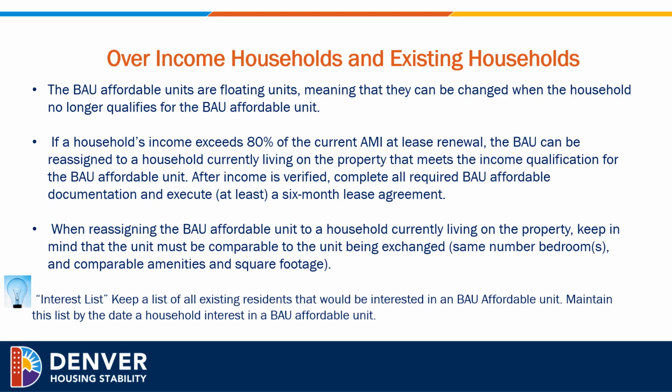The BAU affordable units are floating units, meaning that they can be changed when the household no longer qualifies for the BAU affordable unit. If a household's income exceeds 80% of the current AMI at lease renewal, the BAU can be reassigned to a household currently living on the property that meets the income qualification for the BAU affordable unit. After income is verified, complete all required BAU affordable documentation and execute at least a 6-month lease agreement.